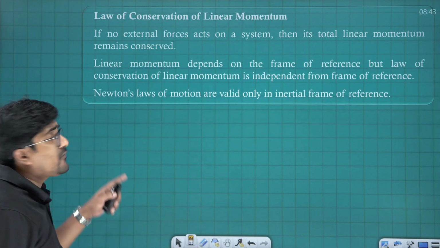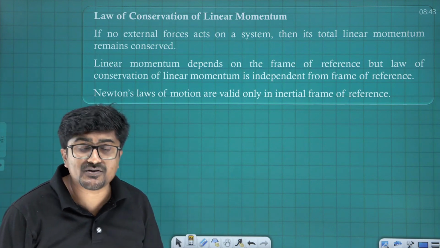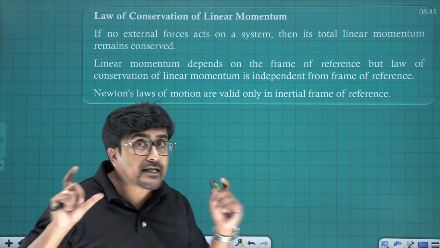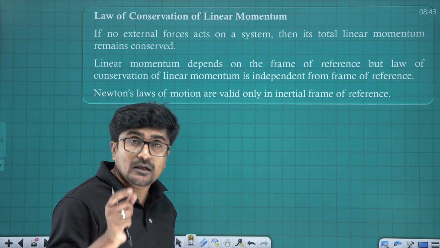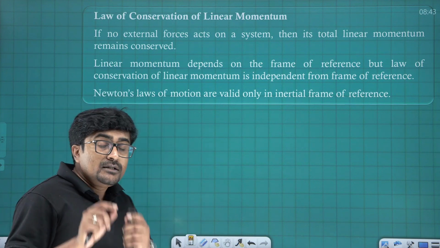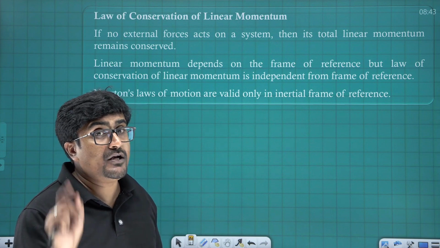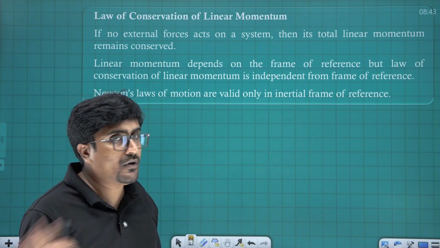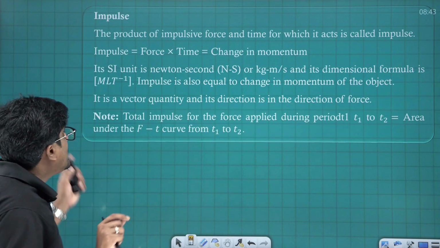Okay. Next is the law of conservation of linear momentum. Very important. The law of conservation of linear momentum says that unless an external force, I repeat, external force, acts, internal force cannot change the linear momentum. Unless an external force is acting on a body, the linear momentum of the body must always remain conserved. I repeat, only external force matters; internal force is not going to create any impact on the linear momentum of the body.